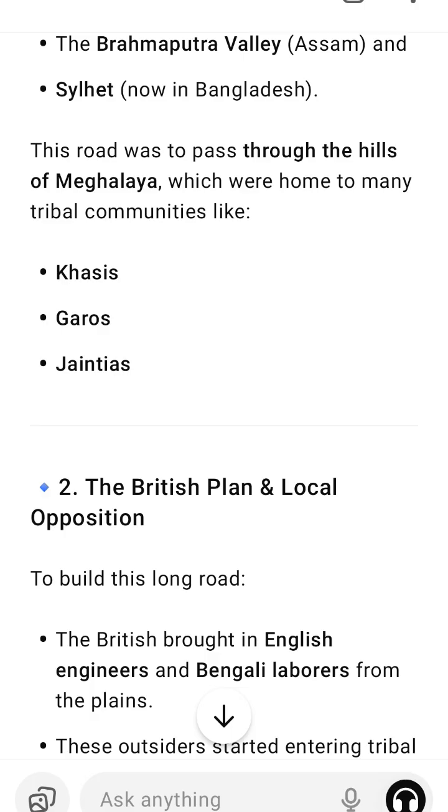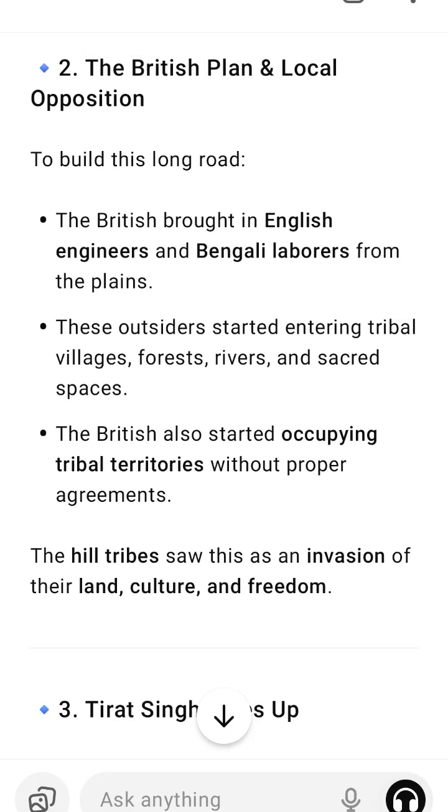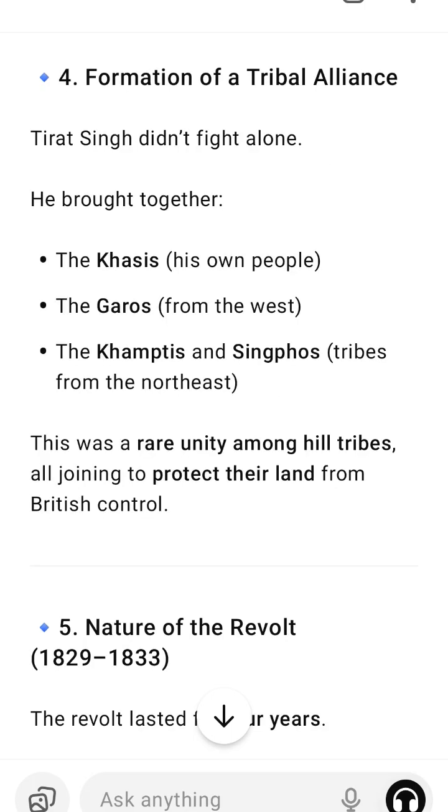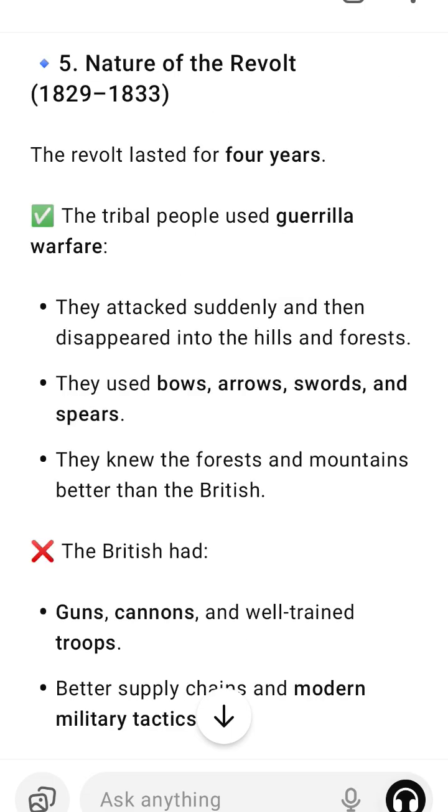Formation of a tribal alliance. Tirat Singh didn't fight alone. He brought together the Khasis, his own people, the Garos from the west, the Kamptis and Singphos tribes from the northeast. This was a rare unity among hill tribes, all joining to protect their land from British control.